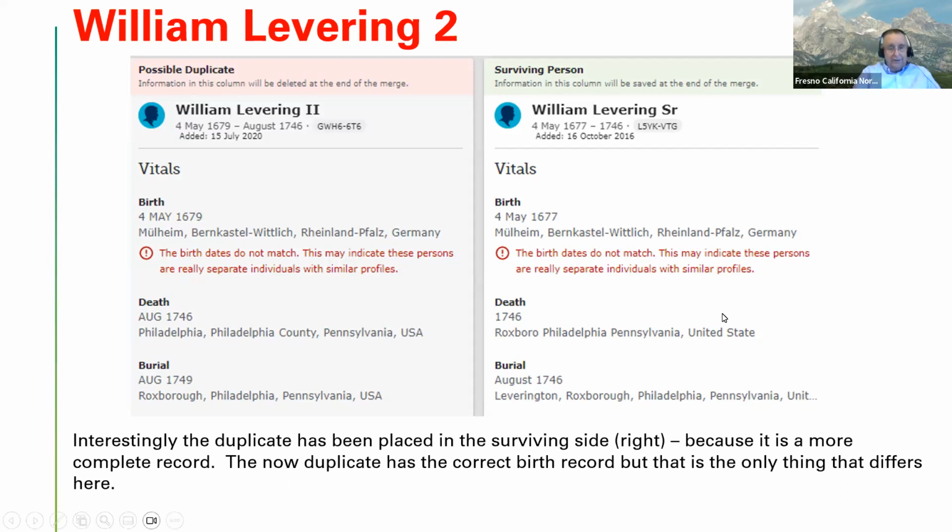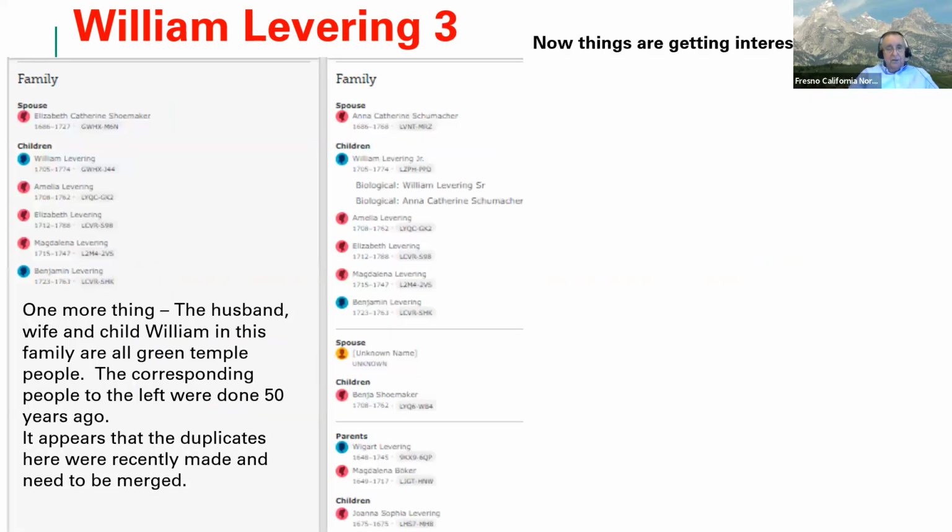The only tricky thing here was that this 4 May is actually the correct birth date. So, let's see, in 1679. It wasn't 1677. The church record says 1679. So I will have to bring that over. But everything else is pretty much about the same.